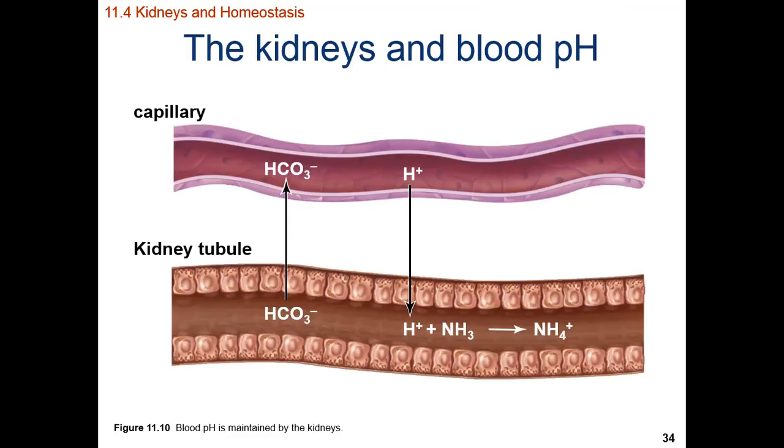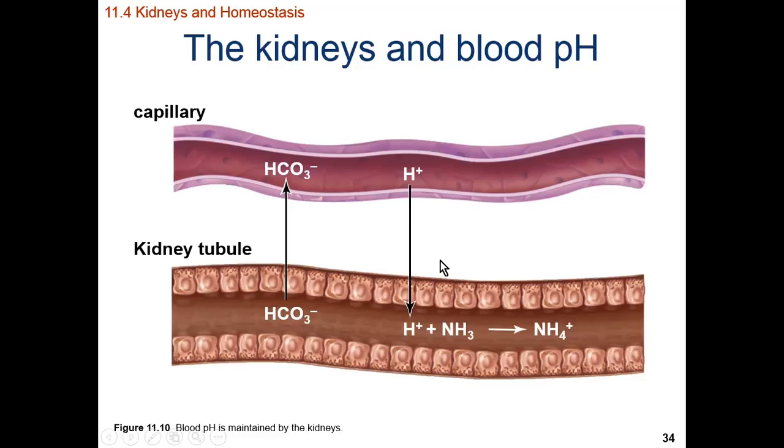So if we look at the kidneys in our blood, we can have blood flowing through this blood capillary, and then we have filtrate flowing through this kidney tubule. If we need to make our blood more alkaline, so we have too much acid in our blood, we can take bicarbonate ions from the filtrate in the kidneys and dump those bicarbonate ions into the blood. And those bicarbonate ions are basic ions.